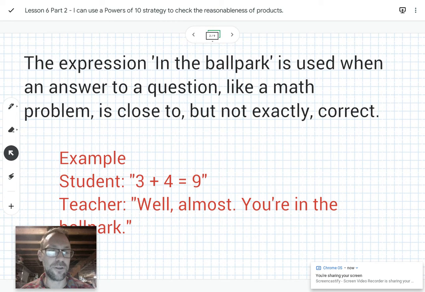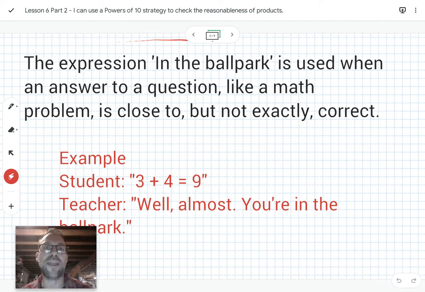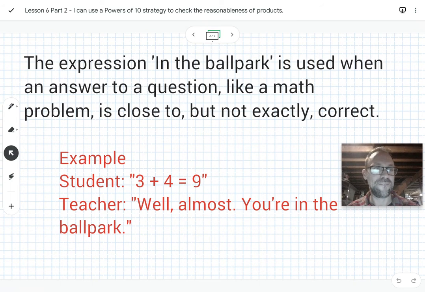All right. Our learning target is up here at the top of the screen. And it says, I can use a powers of 10 strategy to check the reasonableness of products. So the expression in the ballpark, that comes from our title, is used when an answer to a question, like a math problem, is close to, but not exactly correct. For example, a student says 3 plus 4 is 9. The teacher says, well, almost, you're in the ballpark.